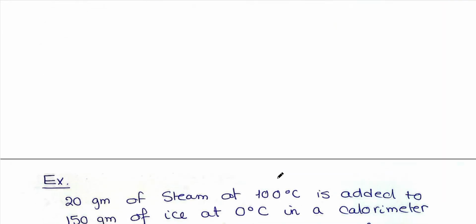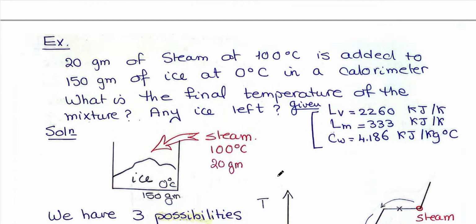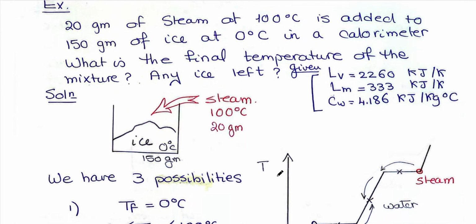Another example, we have a container containing ice, 150 grams of ice at 0 degree. We added steam at 100 degrees, 20 grams of steam, and it's given these data. The question is, what is the final temperature of the mixture? We want to calculate T final of the mixture. And is there any ice left in the container?